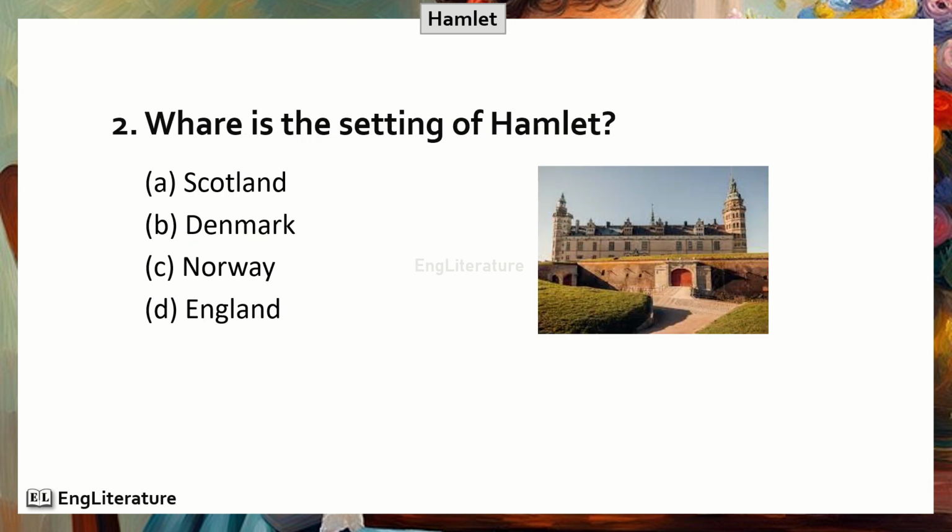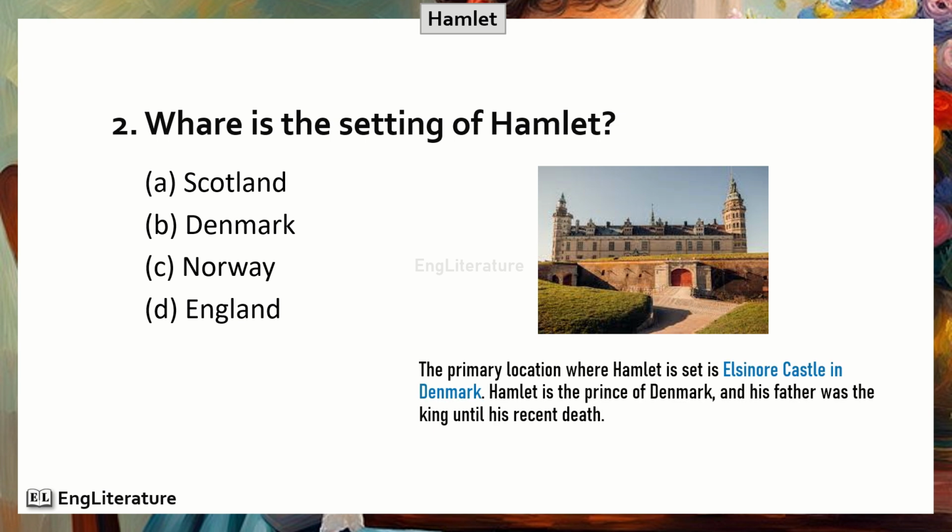Second question. Where is the setting of Hamlet? The primary location where Hamlet is set is Elsinore Castle in Denmark. Hamlet is the Prince of Denmark and his father was the king until his recent death. So the right option is number B. The setting of Hamlet is in Denmark.